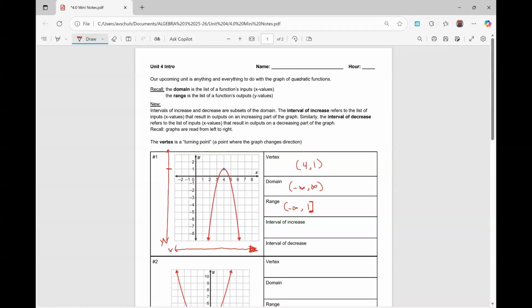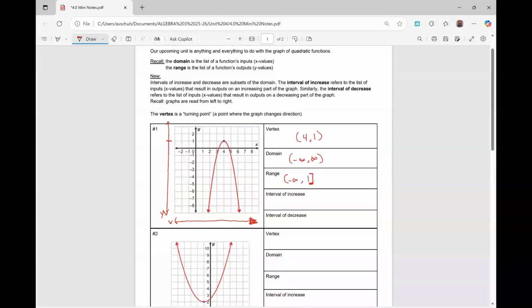The first one had parenthesis, parenthesis. The second one had parenthesis, bracket. The cool thing is, with parabolas, domain is always going to be negative infinity to infinity. The range will just be negative infinity up to a number, or it will be starting with a number and going up to infinity. So 3 of the 4 things that we write down are going to have infinity involved with them for domain and range.